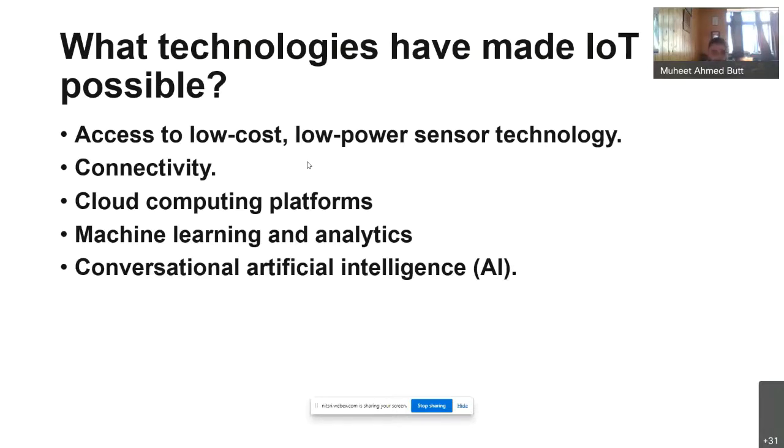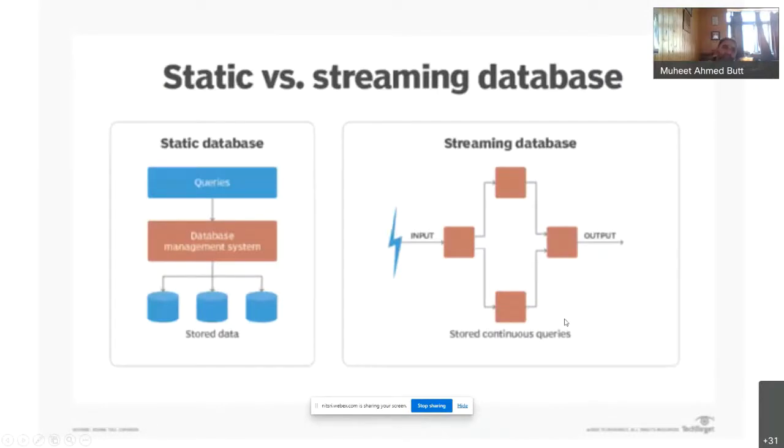Obviously, when we have a huge amount of data with us, and we want to make those machines, those cars, those fans, those bulbs intelligent, we are going to use certain data mining and machine learning techniques for analytics and knowledge extraction. And obviously we have conversational artificial intelligence, like Siri or Alexa, where the devices are now talking to you and getting data for you from the internet.